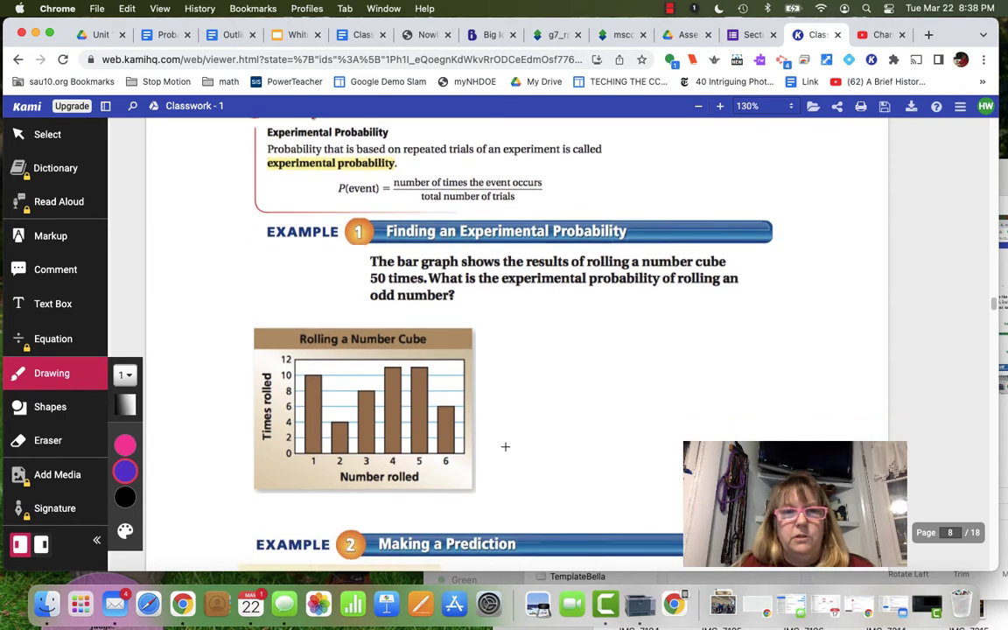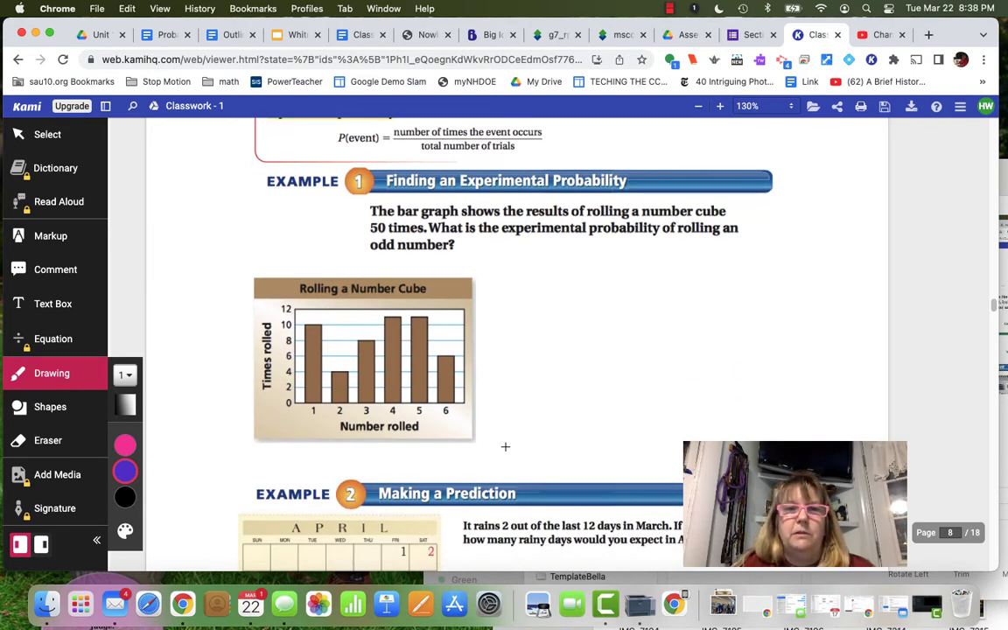It's the number of times the event occurs divided by the total number of trials. So let's just do an example. Finding experimental probability. The bar graph shows the results of rolling a number cube 50 times. What is the experimental probability that you'll roll an odd number? So this is the number of times that it happened over the total number of trials. We know that we rolled it 50 times. It says it right here. Now we want to know what the probability of odd is.